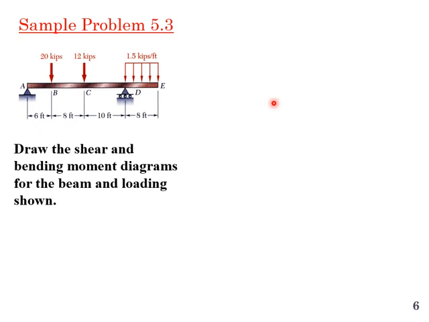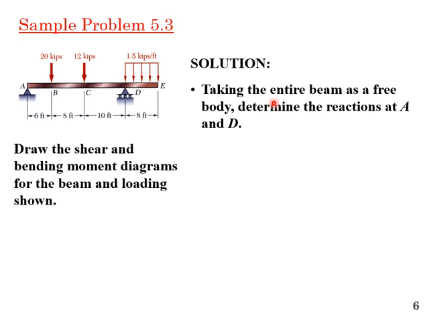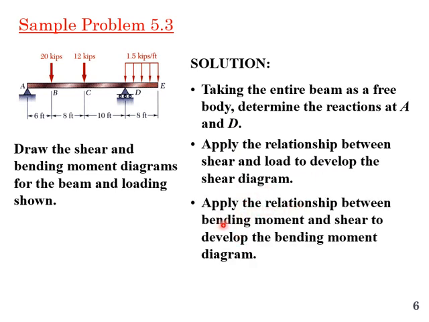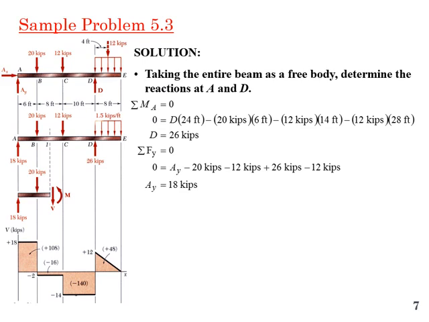Okay, first we have to find the reactions at A and D. So taking the entire beam as a free body diagram, we have to determine the reactions at A and D. Then we apply the relation between shear and load to develop the shear diagram, and then apply the relation between bending moment and shear to develop the bending moment diagram. Okay, now let's find the reactions at A and D. If you take moment about A equal to 0, we can find the reaction at D, and sum of forces in the vertical direction equal to 0 gives us the reaction at A.